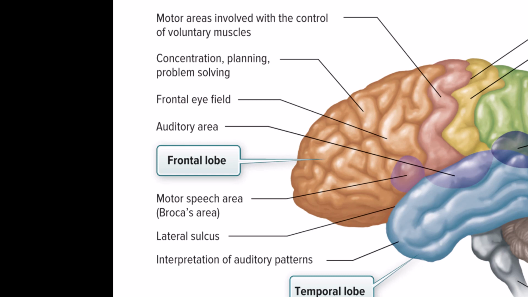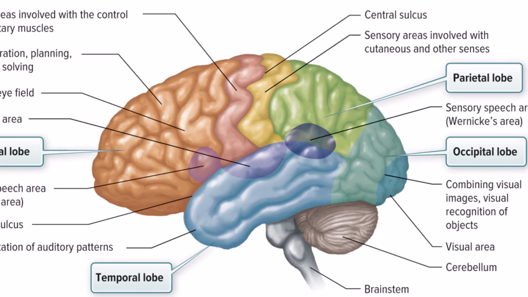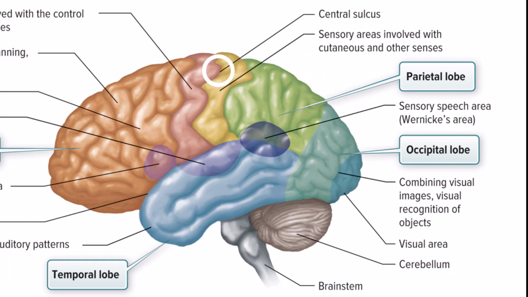Then we have the frontal lobe. This is responsible for the auditory area, the frontal eye field, concentration, planning, problem solving, motor areas involved with the control of voluntary muscles. The central sulcus is here. It's also involved with the sensory areas involved with cutaneous and other senses. Then we have the parietal lobe, responsible for sensory speech area, such as Wernicke's area.